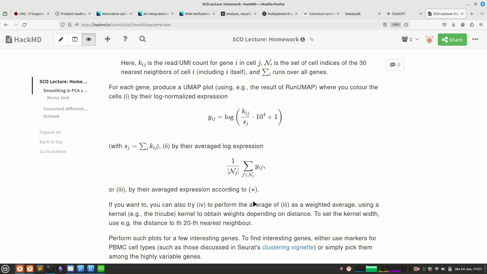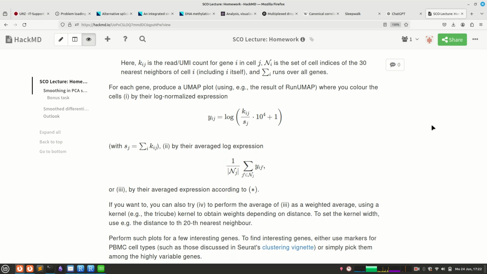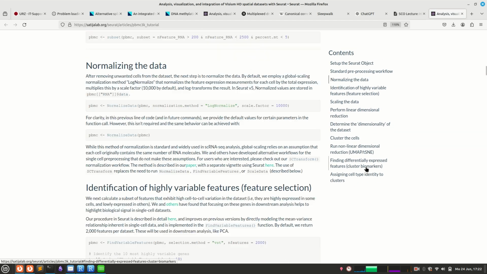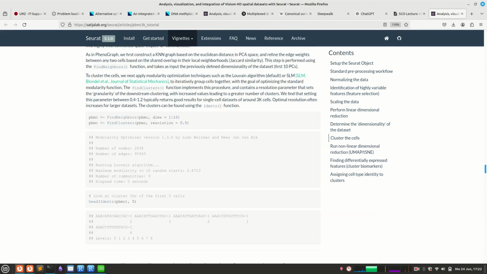Because we said we use only the control genes, this ISG15 is probably not a good idea because it isn't expressed. Rather, take one of those genes which we know differ between the different cell types. So for example, in this clustering vignette that we looked at the very beginning, you might remember where they tried to assign these different cell types.